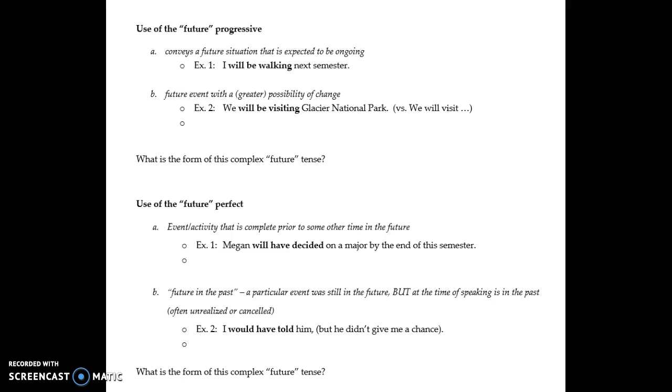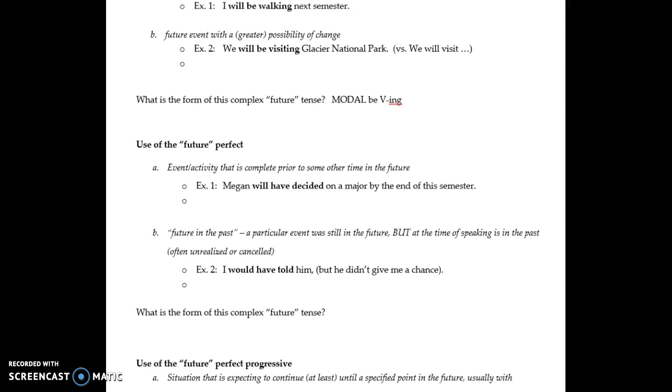So what is the form of this future progressive? Take a moment to write that down. So the form of the future progressive is a modal. In these examples I used will, but it could be any of the modals: will, must, should, could, and then it'll be the be auxiliary that we need for the progressive aspect, then the verb and the ing that we also need to represent the progressive aspect.